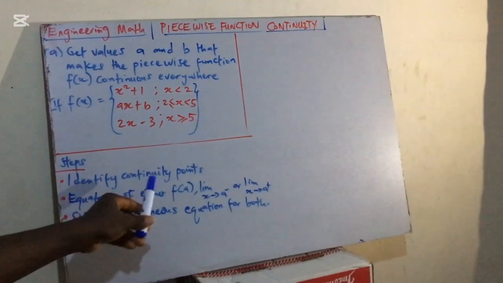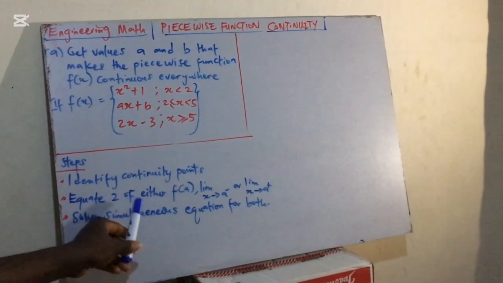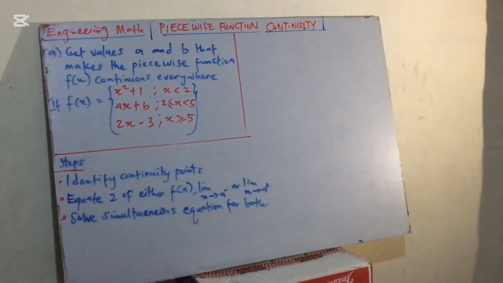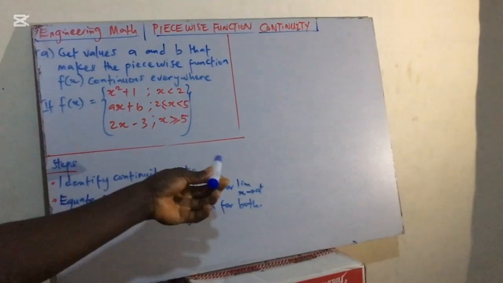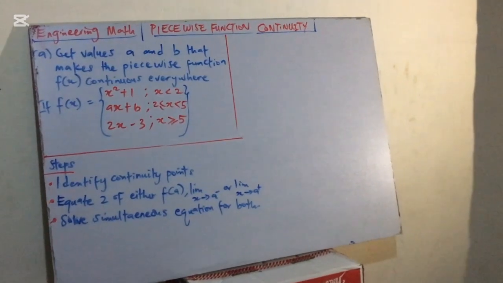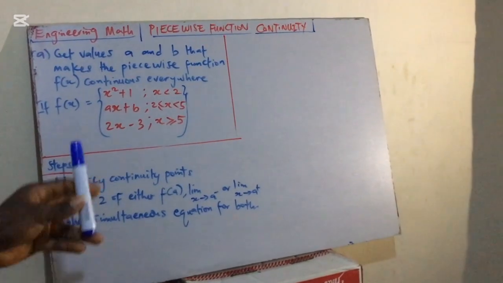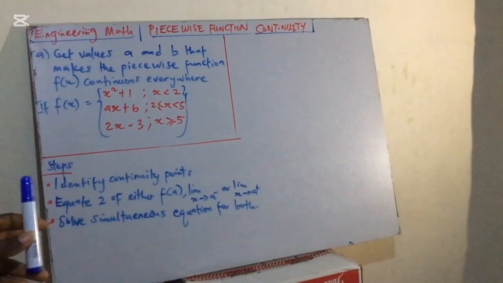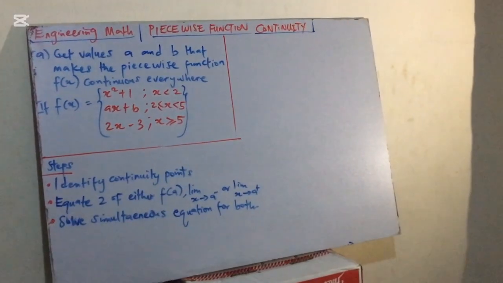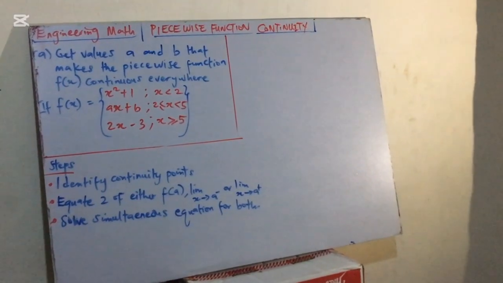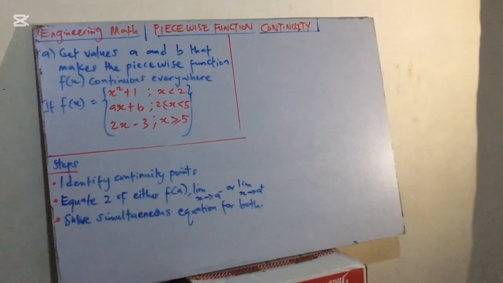When we identify the continuity points, we are going to equate either the f(a) value and the limit as it tends backwards, or you take both limits and equate them to each other. We are going to do that and get equation 1. Then for the other number, you get equation 2. Then you solve simultaneously. Without wasting our time, let's move forward.